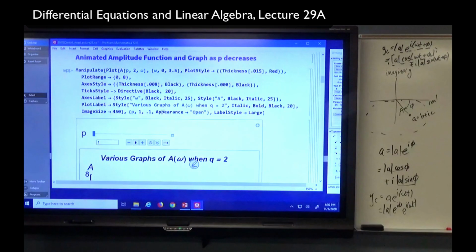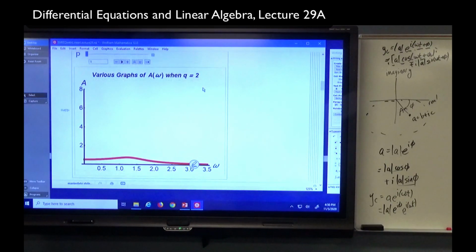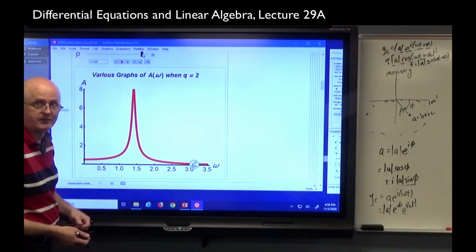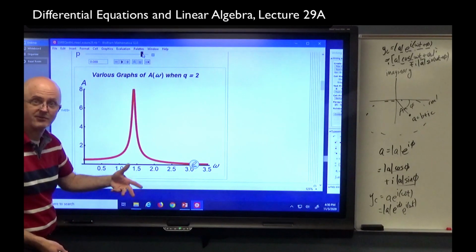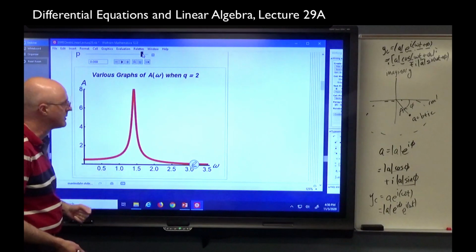By the way, this one I'm going to show you right now is an animated version of the graph I showed you before. As p goes to 0, you can see p is decreasing there towards 0. This graph gets large very rapidly. It's got a very high peak, a very sharp peak as well, when p is small, near omega equals square root of q. Q is 2 in this example, so square root of q is about 1.4. This peak is close to 1.4, though not exactly equal to it.